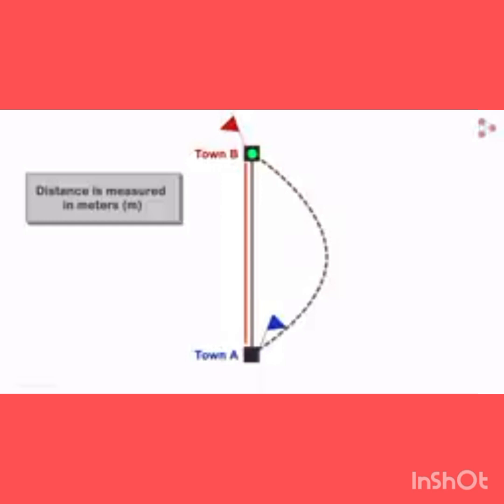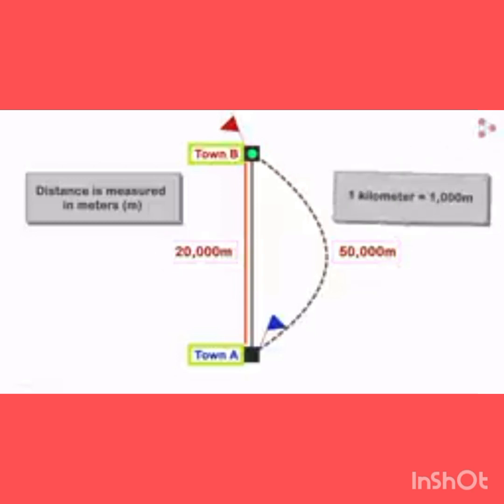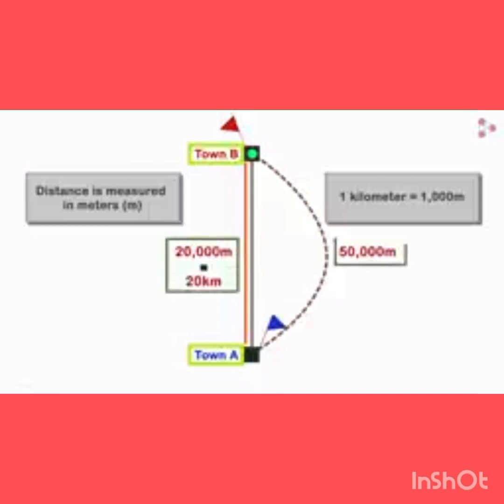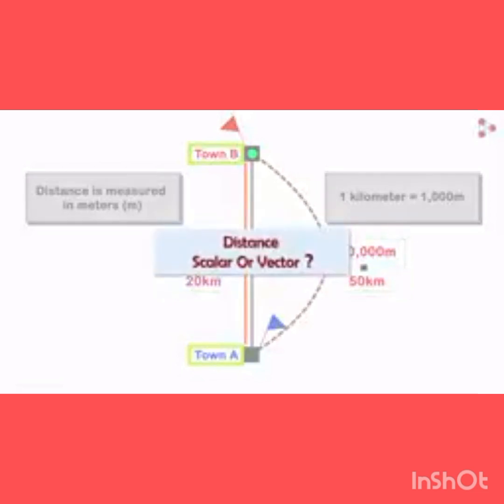You know that distance is measured in meters, which is represented by the letter small m. The distance from town A to town B is 20,000 meters, but because of the road work we covered 50,000 meters. Here it's a big number, and you should know that 1 kilometer is equal to 1000 meters. So instead of 20,000 meters, you will write 20 kilometers and 50 kilometers respectively.